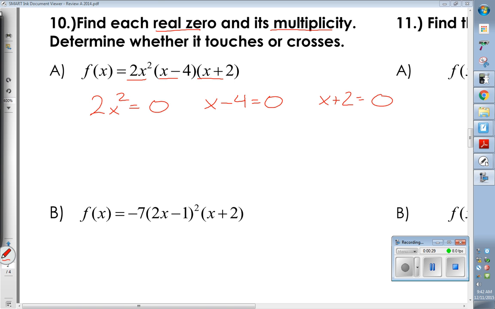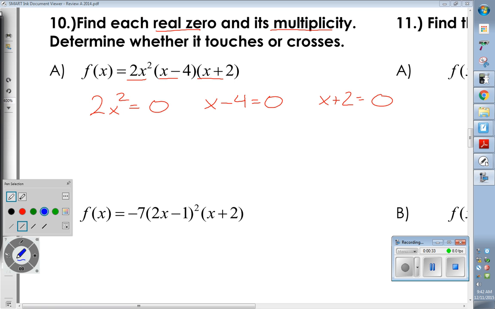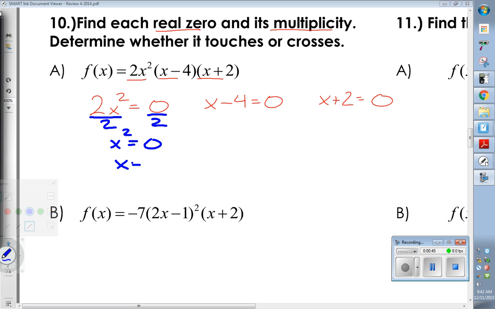We took each thing and we set it equal to 0, and then we're going to solve it. Okay, so if 2x squared equals 0, I'm going to solve for x. So technically, I would need to divide by 2. If x squared equals 0, what's x going to be? 0. Okay, again, remember, if you're not adding or subtracting anything, it's just 0. X minus 4 equals 0, so x is going to be 4 positive, and x plus 2 is going to get you negative 2.